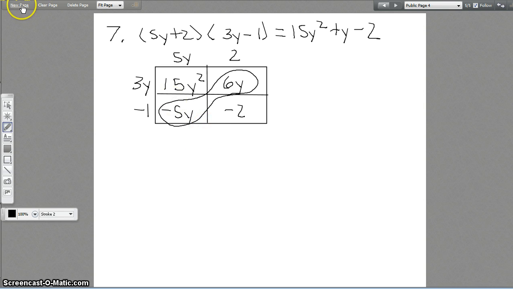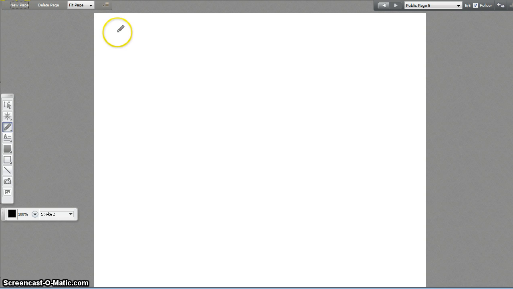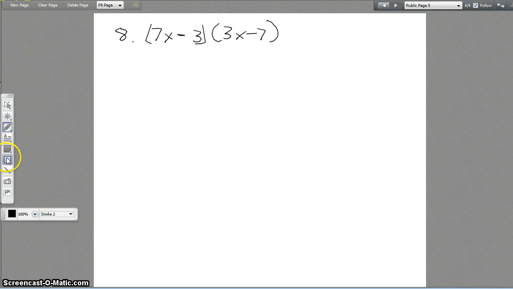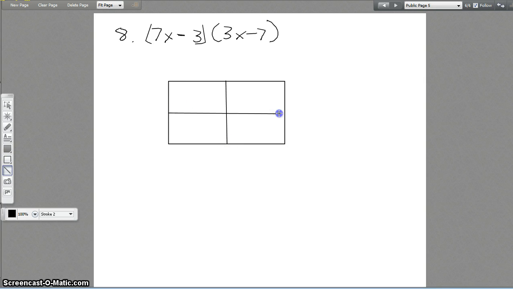Okay, so we are going to move on and look at number 8. Number 8 is just like number 13. It says multiply as indicated. You can use any method you want for this. I do recommend the grid method, but you do not have to use the grid method. So let me put one up here. Let's try 7x minus 3 times 3x minus 7. So I'm going to make a grid and then put my lines in it and see if I can get this done before the time runs out.